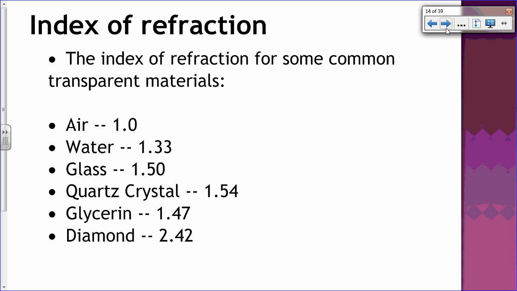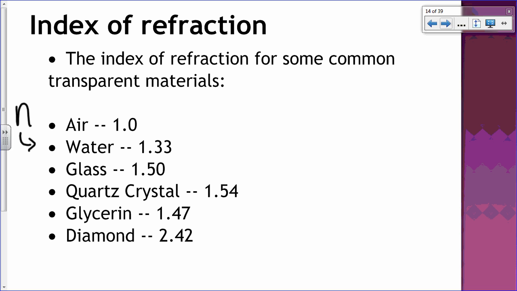All right, here are some common n values. Remember, these are n values, index of refraction. These are some common n values for materials. Okay. Air is 1.0. Water is generally 1.33. Glass is 1.5. Quartz crystal 1.54. Glycerin, which is like a plastic, 1.47. And diamonds, 2.42.